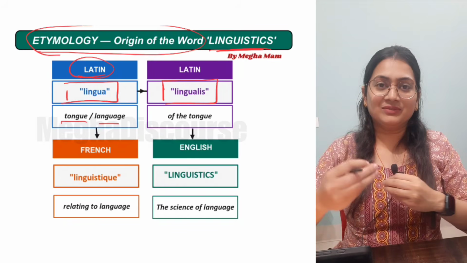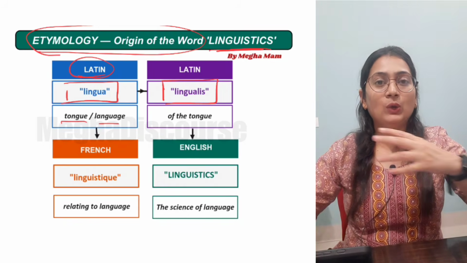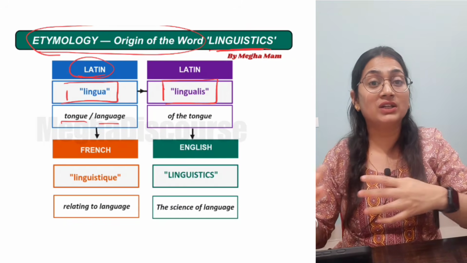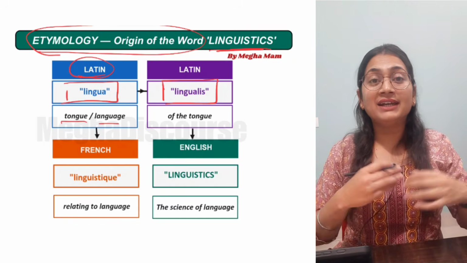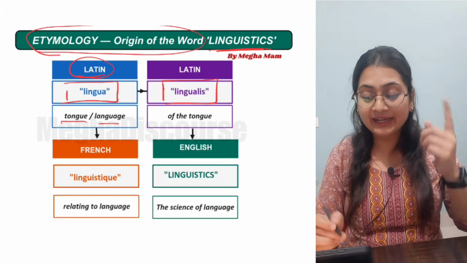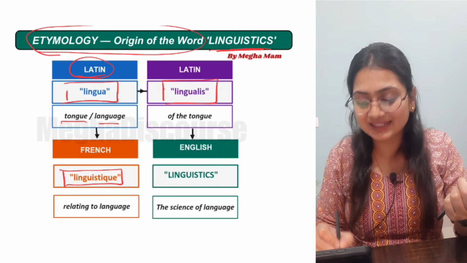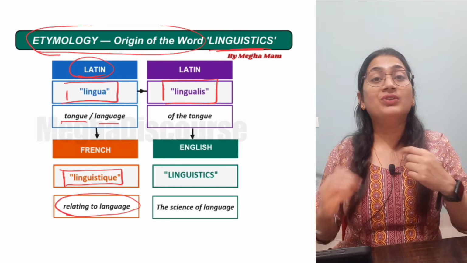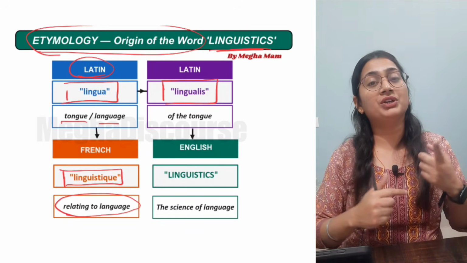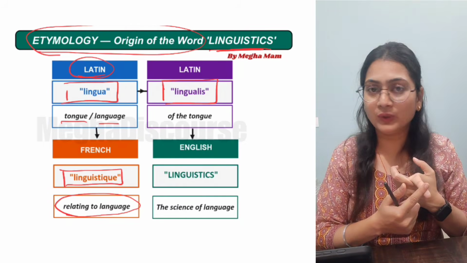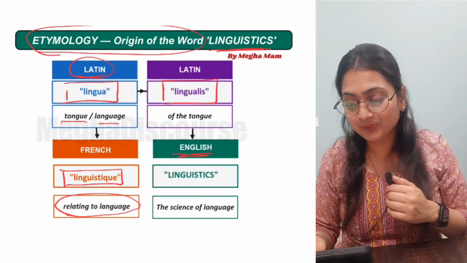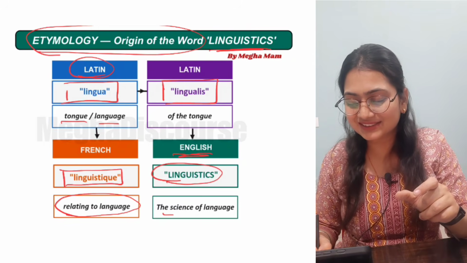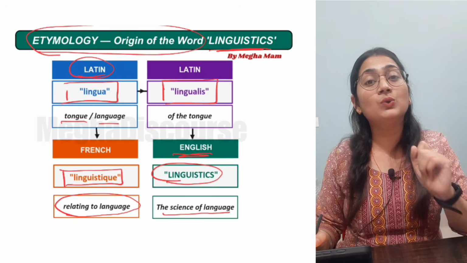Now this word undergoes a semantic shift, and the regional language changes. Now it comes into the French language and changes its attributive nature and becomes "linguistic". What is linguistic? Linguistic means relating to language. First it is of a tongue, of a language, then it converted into relating to a language. Now in English it converted into "linguistics", and linguistics means the science of language, how to understand language.